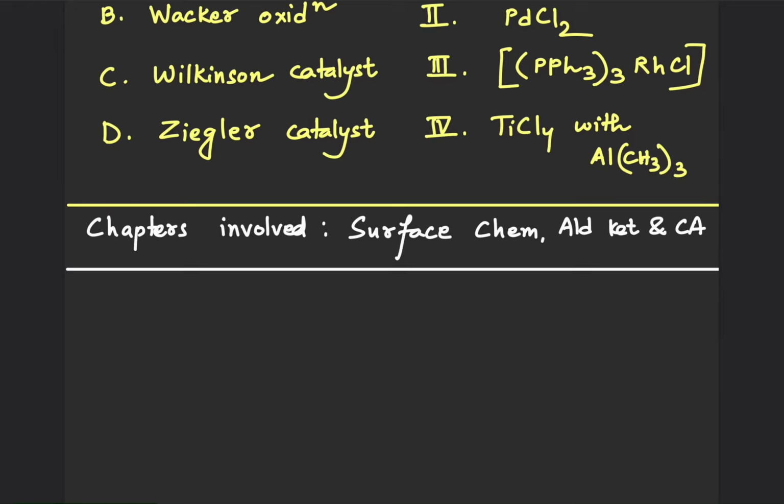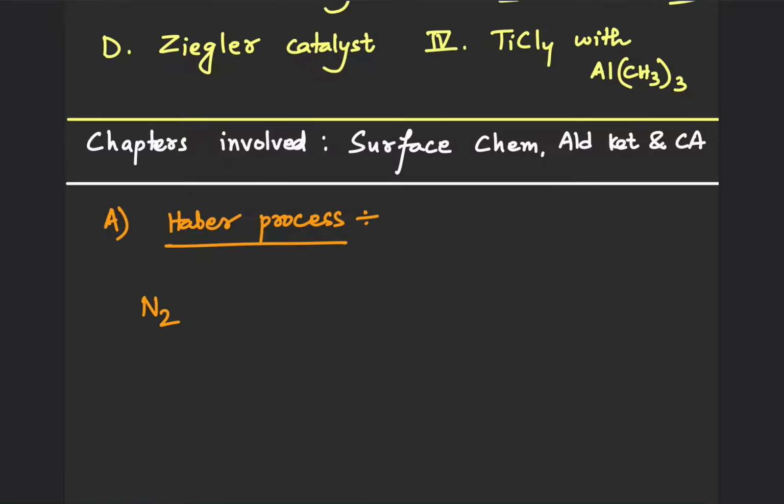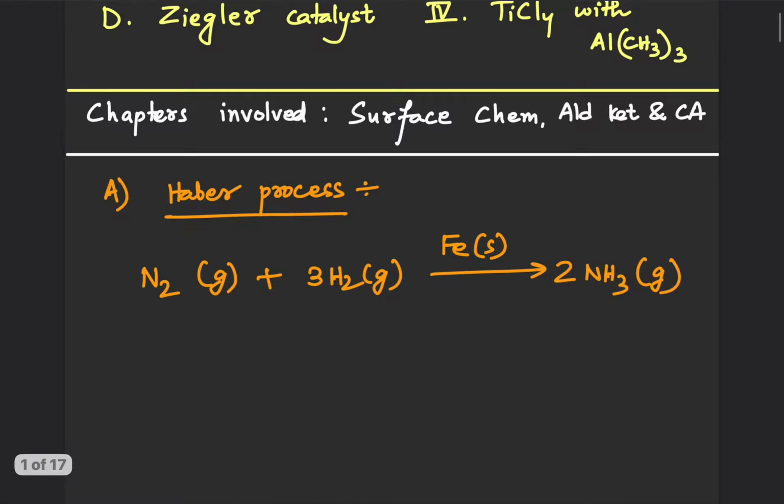So we'll go and talk about them one by one. First, we have the Haber process. It's a very, very famous and well-known process. It involves the manufacture of ammonia from nitrogen and hydrogen by using iron as catalyst. That is, we take nitrogen plus 3 moles of hydrogen gas in the presence of iron as a catalyst, and we get 2 moles of ammonia, and therefore the catalyst that we use is iron in the solid state.